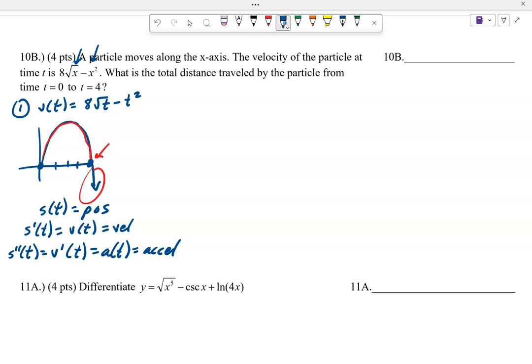So if I go back, in order to find the distance traveled from 0 to 4, the difference from the position at 0 to the position at 4, I'm just going to integrate this. The integral of the velocity would be the antiderivative of velocity at 4 minus the antiderivative at 0, the fundamental theorem of calculus. So I want to integrate the velocity from 0 to 4, and that'll give me the total distance traveled.